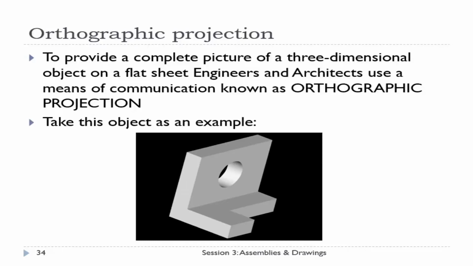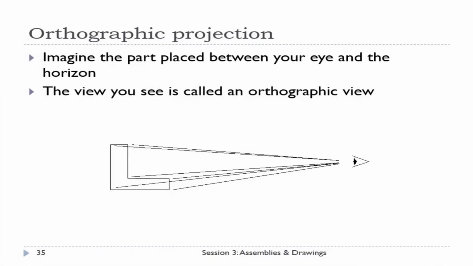So we said that drawings are 2D representations of 3D components. So in a drawing, we need to provide a complete picture of a three-dimensional object on a flat sheet. To do that, engineers or architects use a means of communication known as orthographic projection. So let's take this object as an example and see how we can create views with different orthographic projection methods.